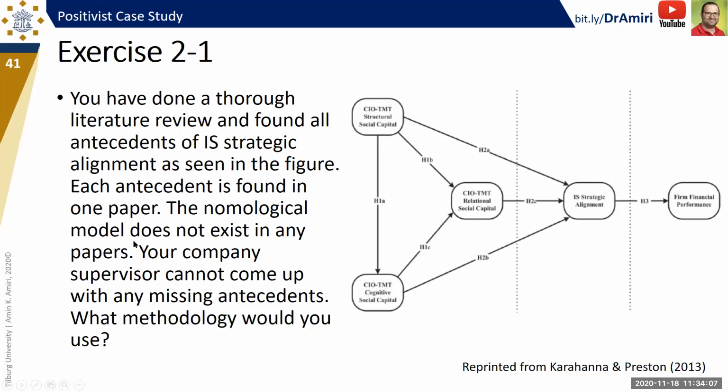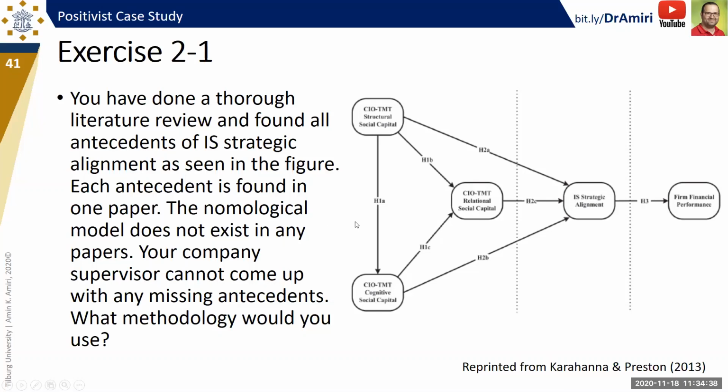The nomological model does not exist in any paper. But your company supervisor cannot even come up with a missing antecedent. If a missing antecedent was there, then you would say that, oh, there's some missing antecedent here, I can go for an explanatory case study. But here, no one can come up with a missing antecedent, so it's better to go for a field survey.